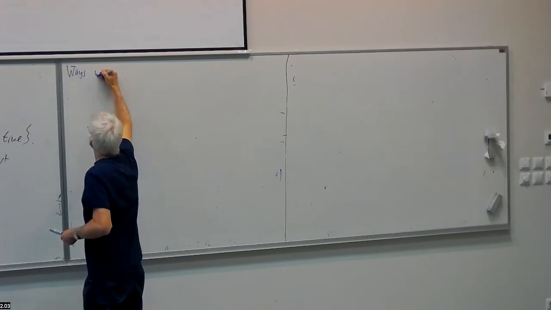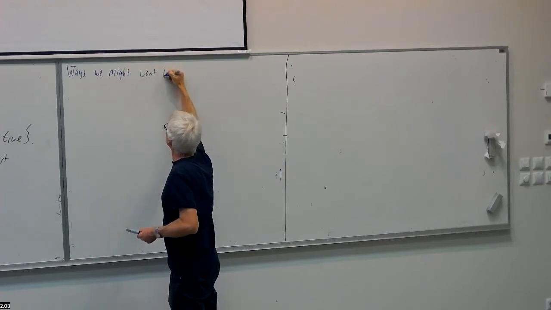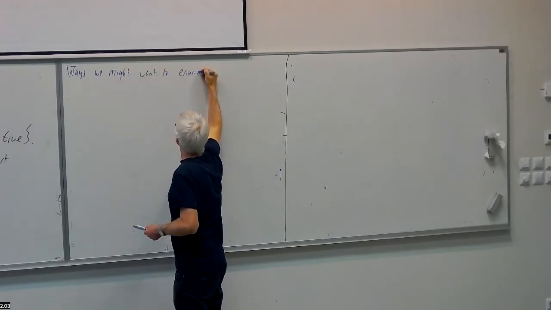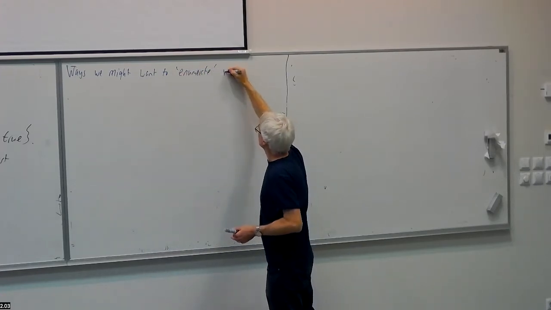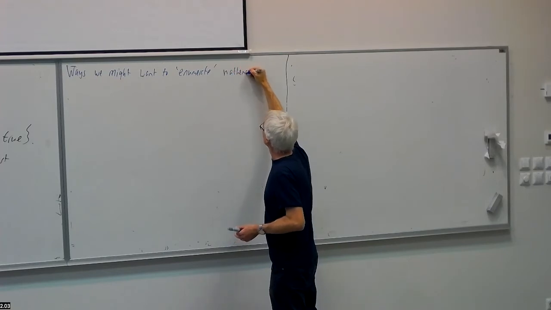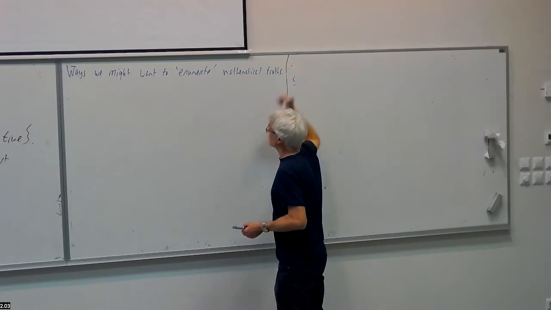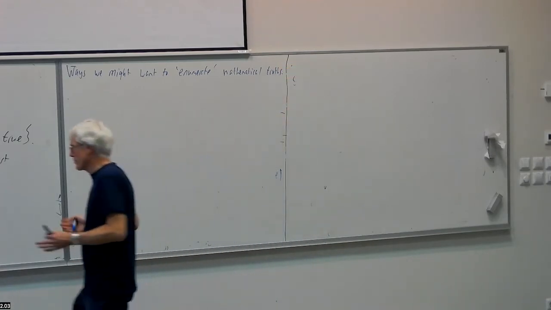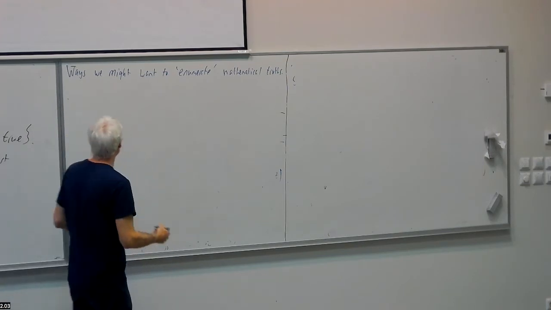So ways we might want to computably enumerate, I mean, mathematical truth. We don't need the whole of mathematical truth, at least some mathematical truths.